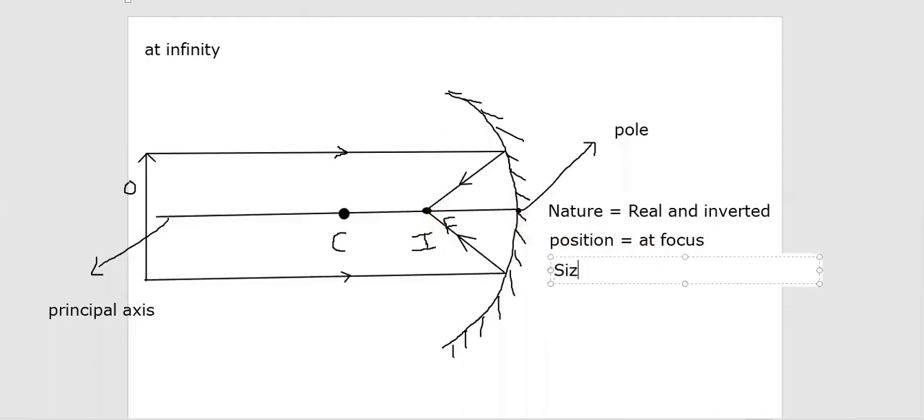And the size of the image. The size of the image is highly diminished. Or else you can write it another way. You have another name for this one: point size.